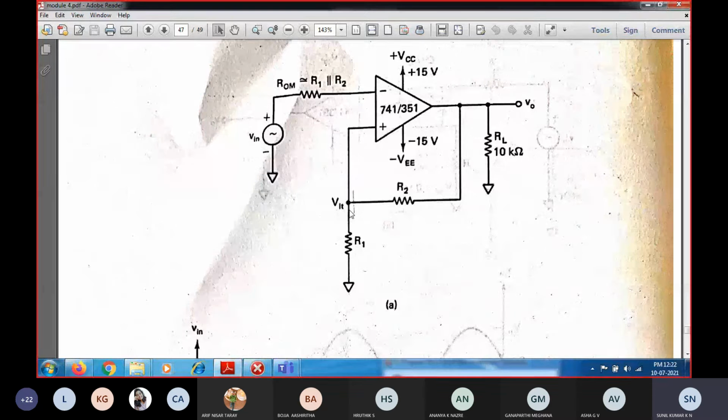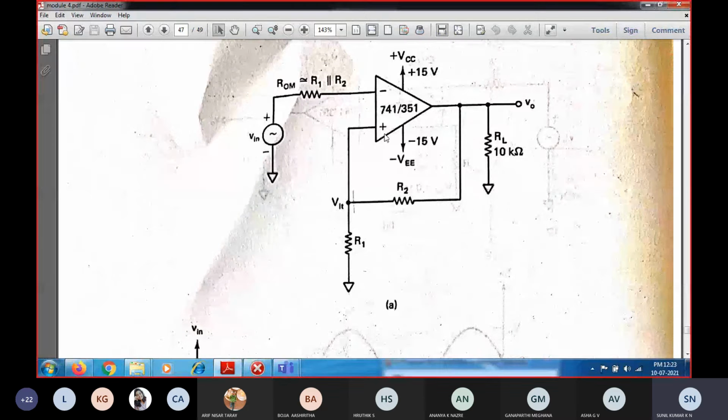Is it clear? The non-inverting output voltage is the output voltage across the load resistance RL. At the same time, the output also appears across the R1 and R2 resistors, so the complete output voltage appears across R1 and R2. Whatever the voltage across R1 is fed back to the non-inverting terminal, and it is compared with the inverting terminal.